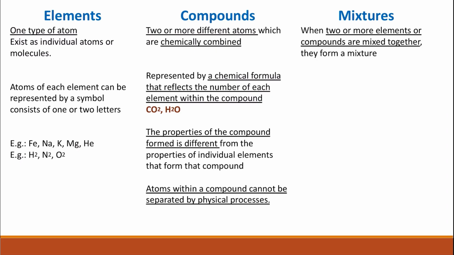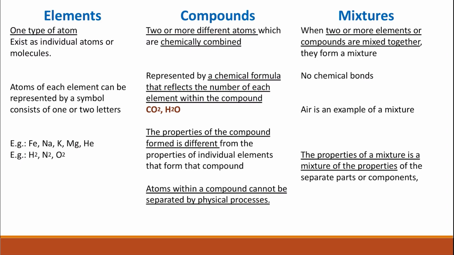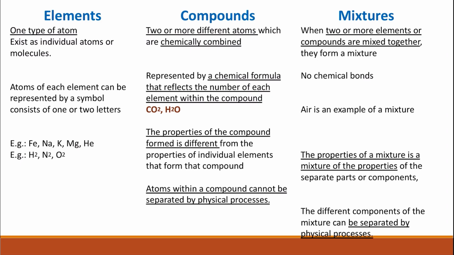Mixtures, however, are formed when two or more different elements or compounds are mixed together. There is no chemical bond between these particles in the mixture, and one of the typical examples is air, which is a mixture of elements and compounds. The properties of the mixture are a mix of the properties of all the different components of that mixture, and because they are not chemically combined, they can be separated by physical processes.